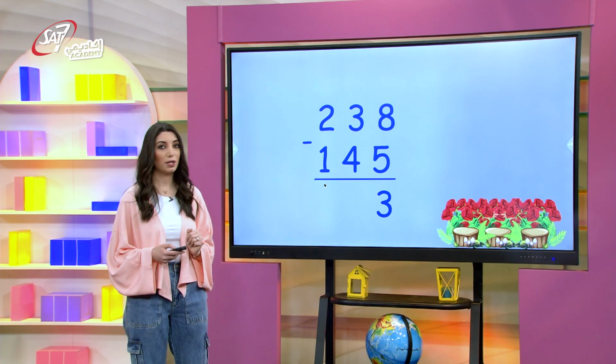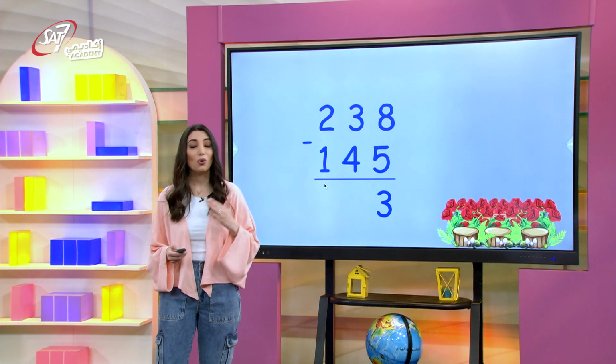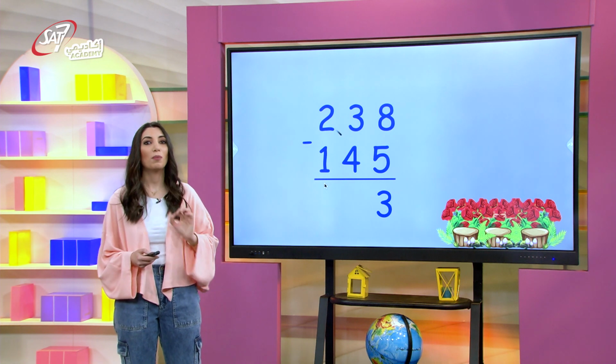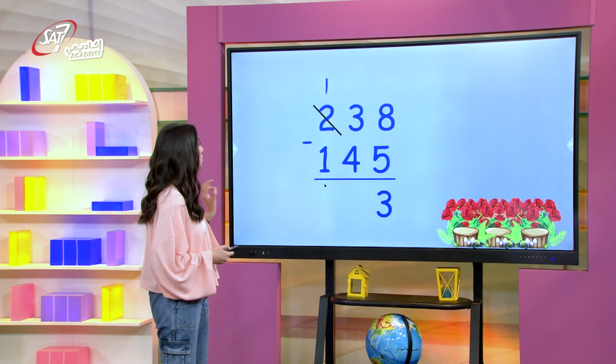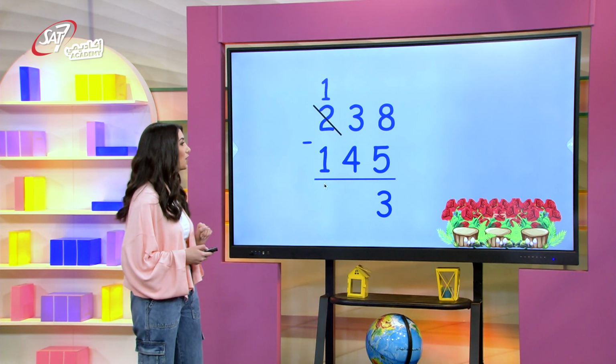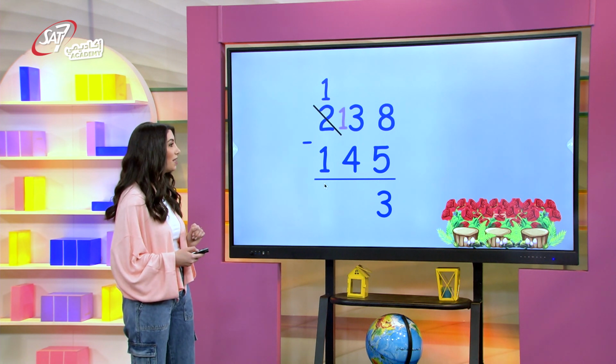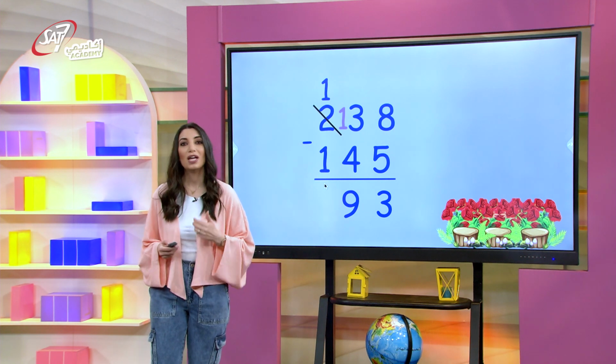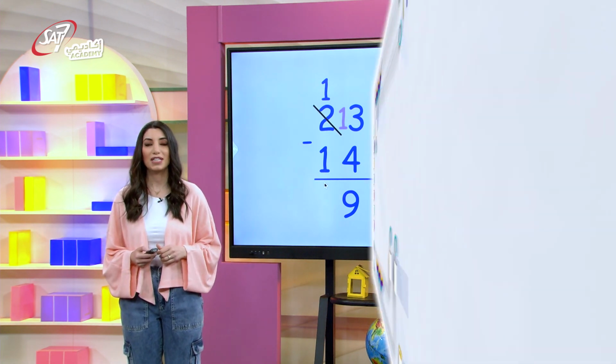3 minus 4. More on the floor. Go next door and get 10 more. Let's borrow a 1 from the 2. The 2 becomes 1. The 3 becomes 13. 13 minus 4 is 9. 1 minus 1 is 0. 93 roses were left in the garden.